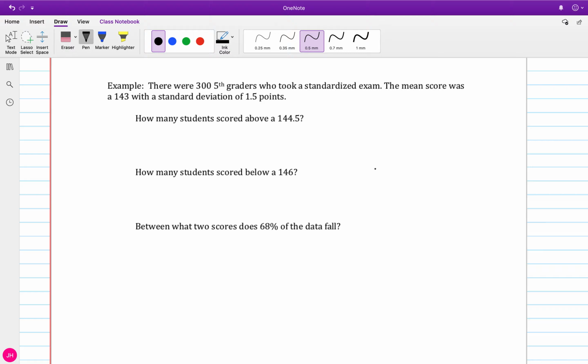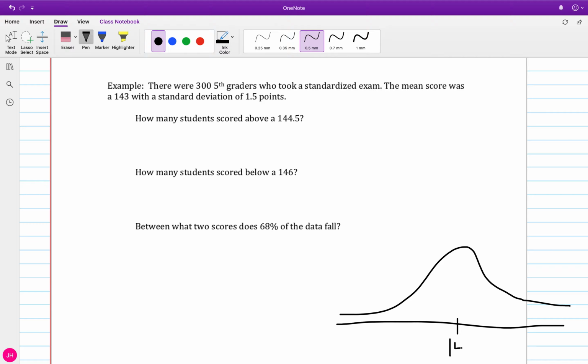All right, so here we go. I like to draw a little picture, and it's going to be a pretty bad sketch here on the computer, but we'll give it a go. So here's my number line. There's my really bad curve. In the middle here is my mean. I was told that the mean was 143. Then I'm going to count by 1.5. So up one standard deviation from 1.5 is going to give me 144.5. I'm going to have to squish this all in here.